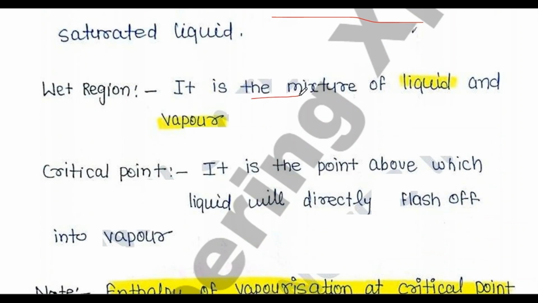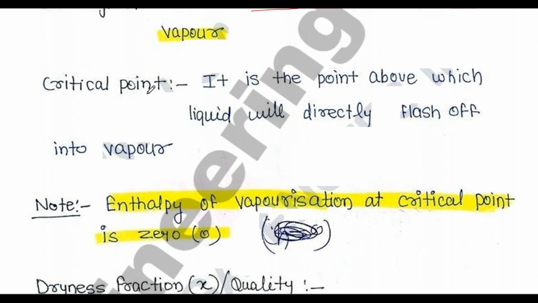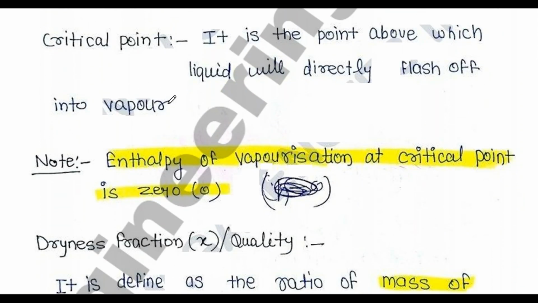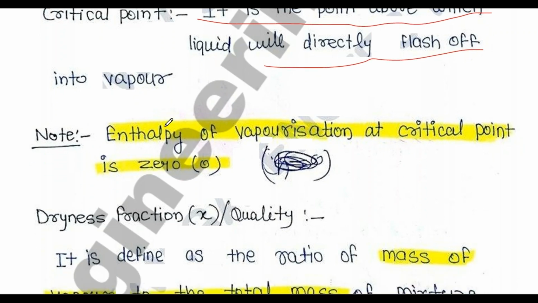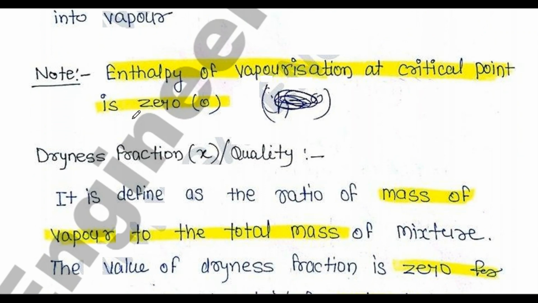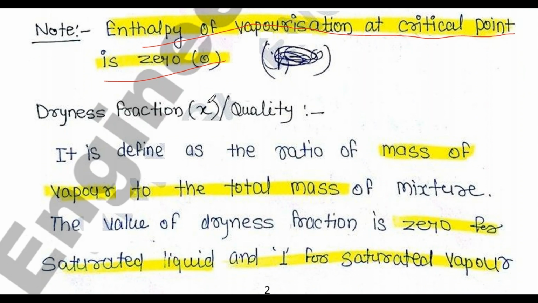And the wet region, as I discussed, is the part between the dome where both water as liquid and vapor are present. The critical point is where water directly converts to vapor without any phase change. So the enthalpy of vaporization at the critical point is zero, because there is no phase change.